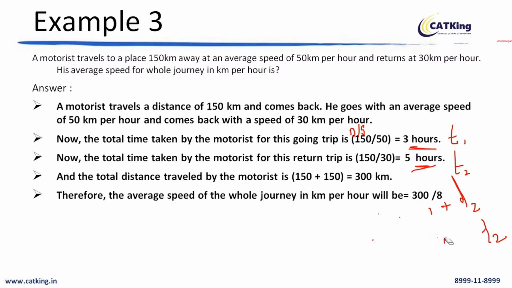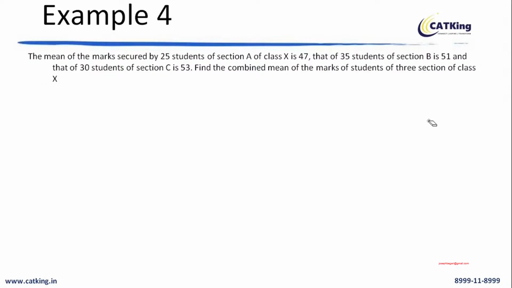Total distance was 300, total time taken 3 plus 5, 8 hours. So it is 300 by 8, which is 37.5. A lot of people who try to solve orally, who think they are geniuses, think the average of 50 and 30 is 40, which is true but not in speeds or time.